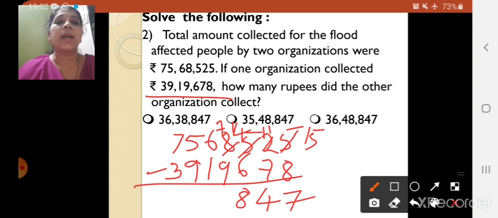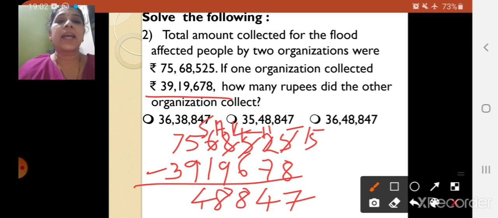Now 7 minus 9, again you cannot subtract 9 from 7, so you are going to borrow 1 from 6. So in the place of 6 it will become 5 and in the place of 7 it will become 17. 17 minus 9 is 8. Now 5 minus 1 is 4.